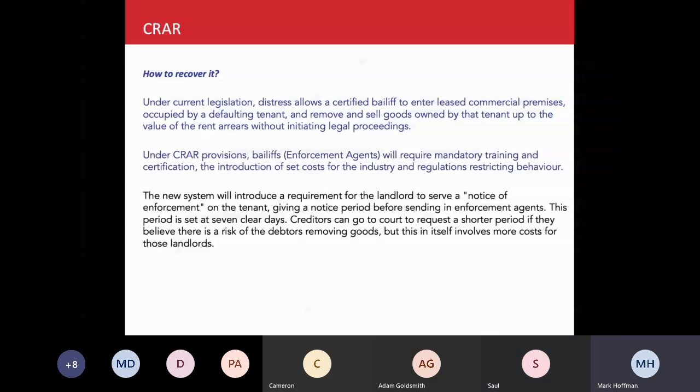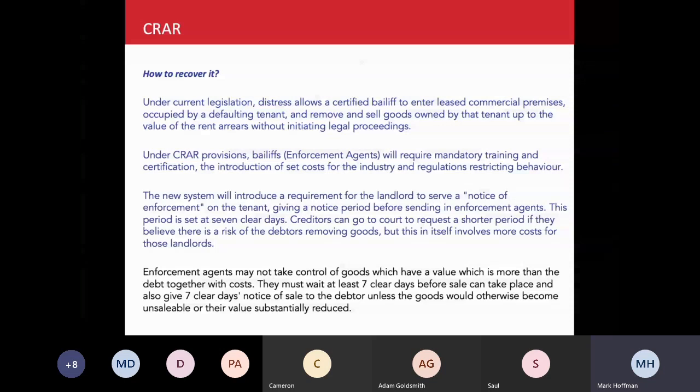Enforcement agents may not take control of goods which have a value which is more than the debt together with costs. So in other words, that's why they carry out an inventory, work out the value of the goods, and then obviously they can only take up to the value of the debt. So can you tell me, either using your microphones or in the chat box, what are the enforcement agents actually permitted to take? What can they take?